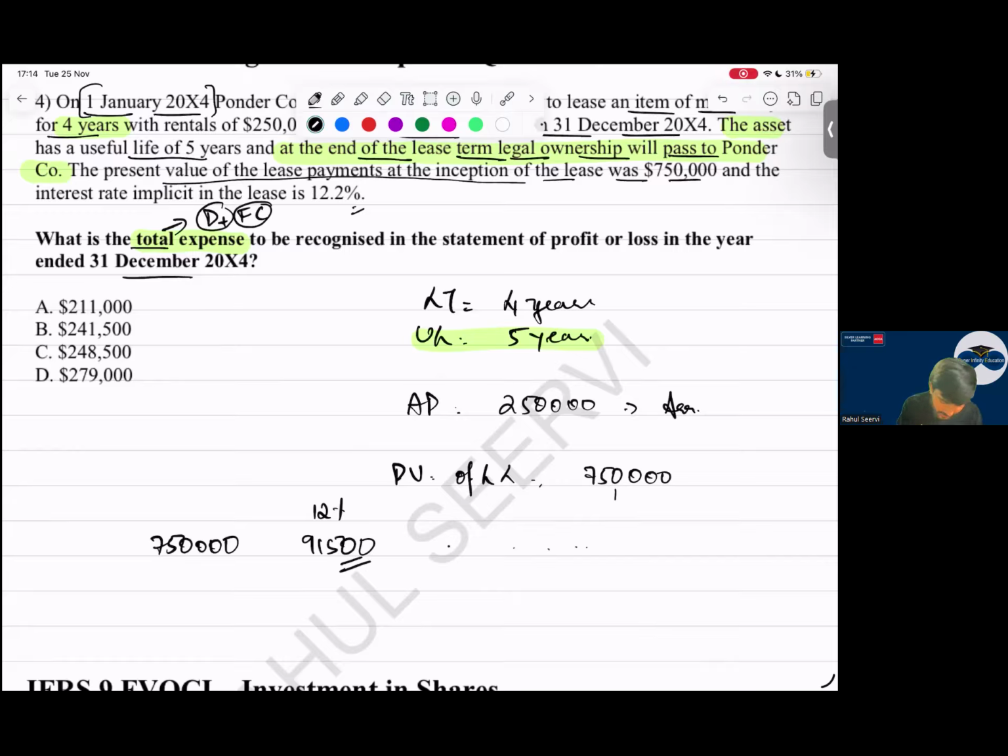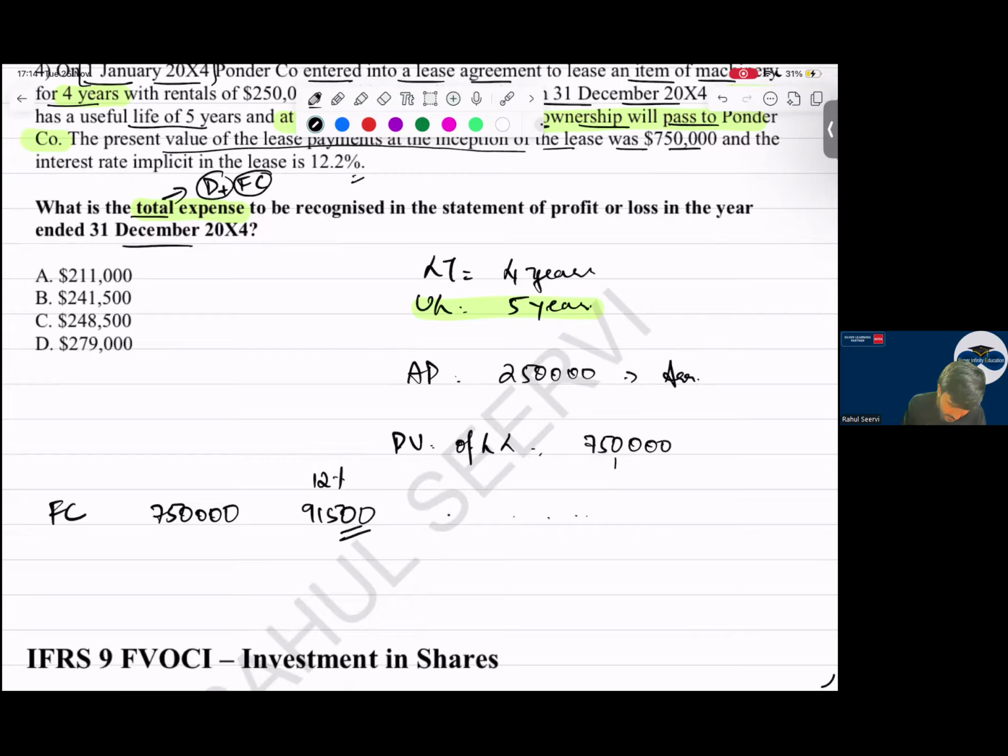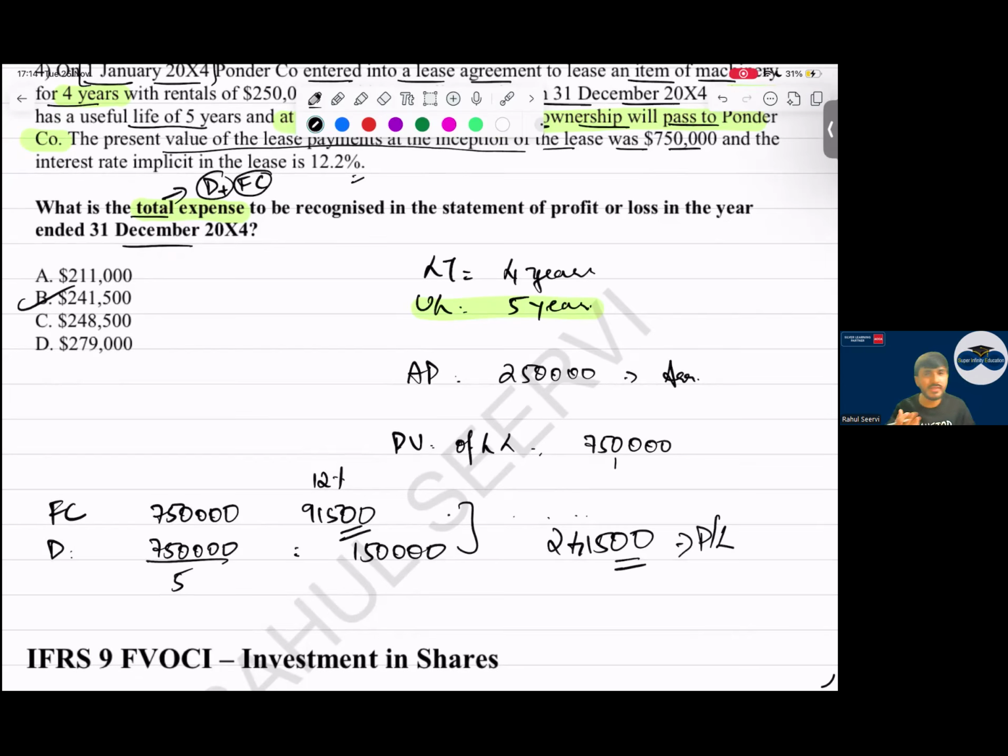Yes, sir. So depreciation: 7,50,000 is the value, with no initial cost, etc. And this is divided by 5 years, not 4 years, because the asset is transferred here. That is 1,50,000 plus the interest. Your total is 2,41,500 as your expense in P&L. So B is the option. B is the right answer. A very easy, simple 2 mark question.